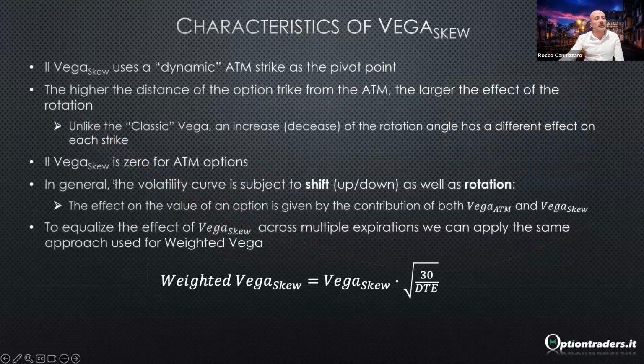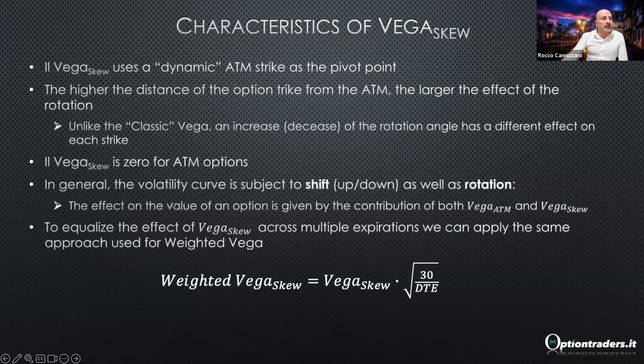Another property is that obviously this Vega-Skew is zero at the money. Why? Well, because the at the money is the pivot point, so the angle is zero. I mean, essentially, there is no rotation. If your strike is already at the money, there is no rotation, there is no skew, because you are literally in the middle, the point from which you're measuring the angle. So this is going to be zero by definition.